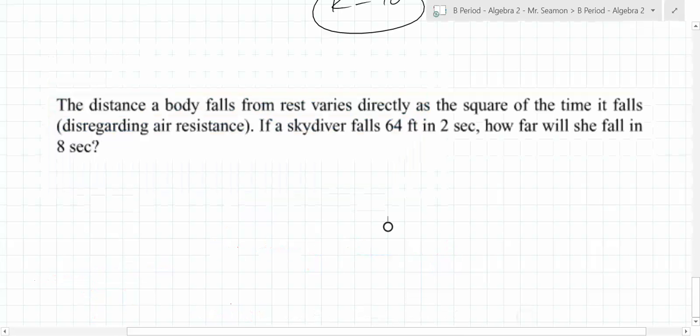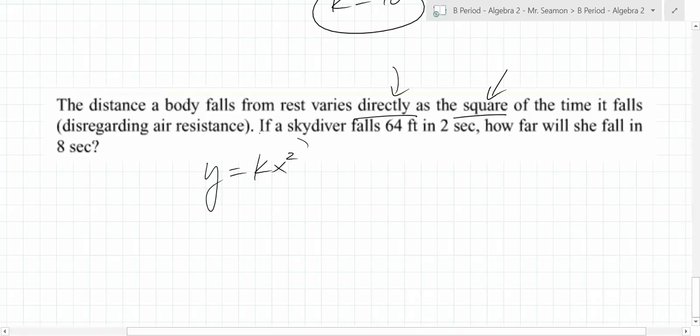Yes, Rachel, when you see direct, you're going to write y is equal to kx. But what's the one thing you're going to have to add in? X what? X to the second. This is directly as the square. Those are the two big things right there.